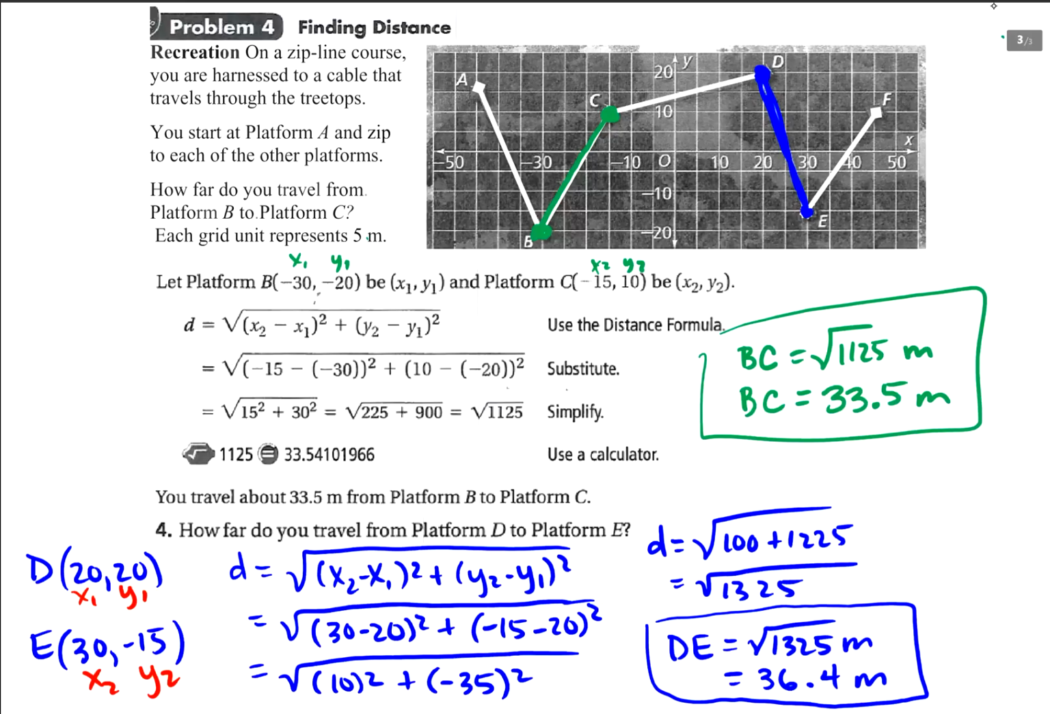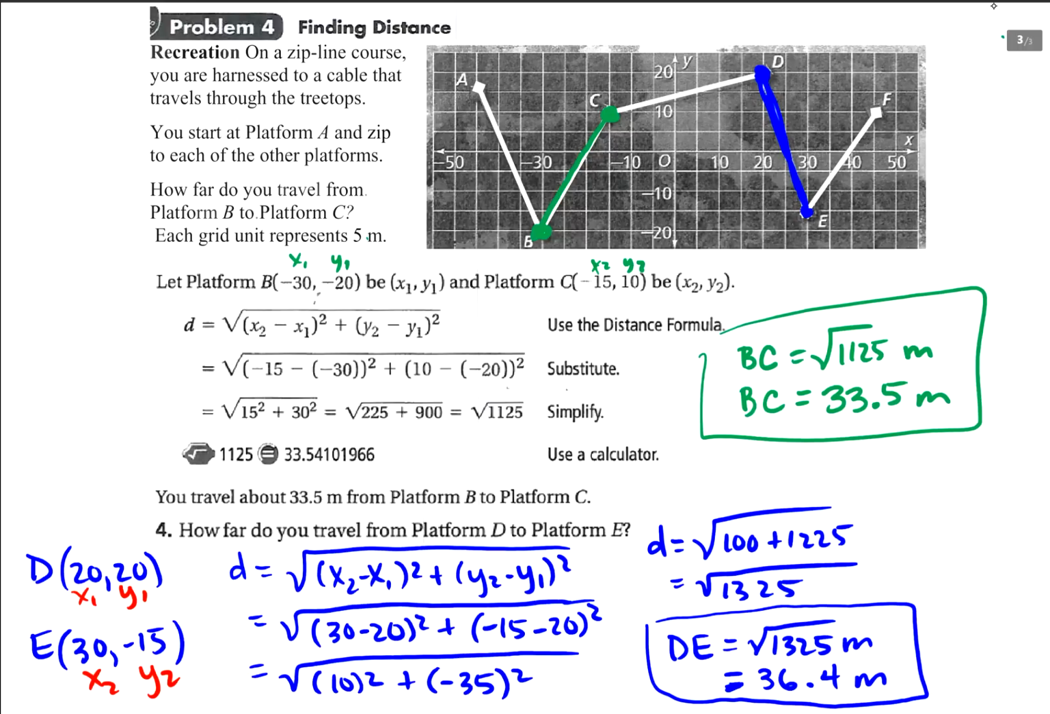All right, these problems are a little bit tedious, but nothing really difficult here. So we find our point D is at 20, 20, and E is at 30, negative 15. We label them x1, y1, x2, y2, and we write our formula. We substitute in, being very careful of our negatives and our parentheses. And we find that the length of DE, the distance from platform D to platform E, is the square root of 1325 meters, or we put that in our calculator because here it's way more useful as a decimal, 36.4 meters. So we zip line 36.4 meters.